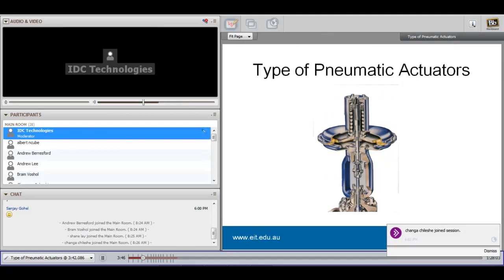Right, I see a couple of people are battling with the connections, but the recording is going, so don't worry too much about that. We are going to get different types of pneumatic actuators.